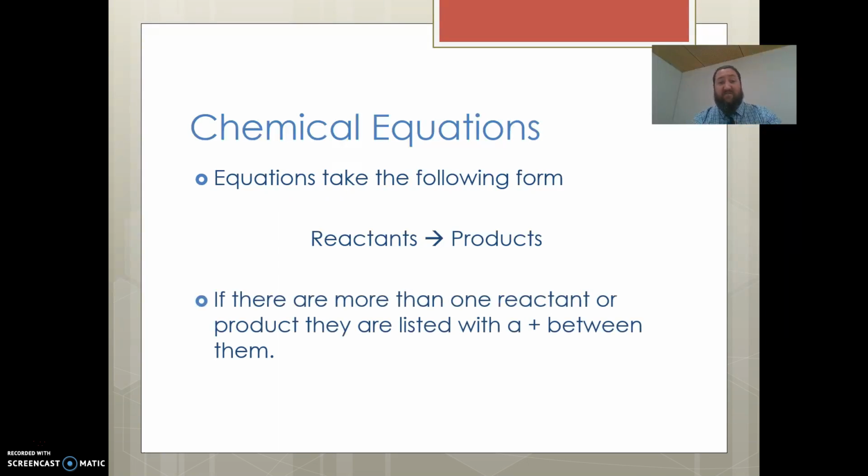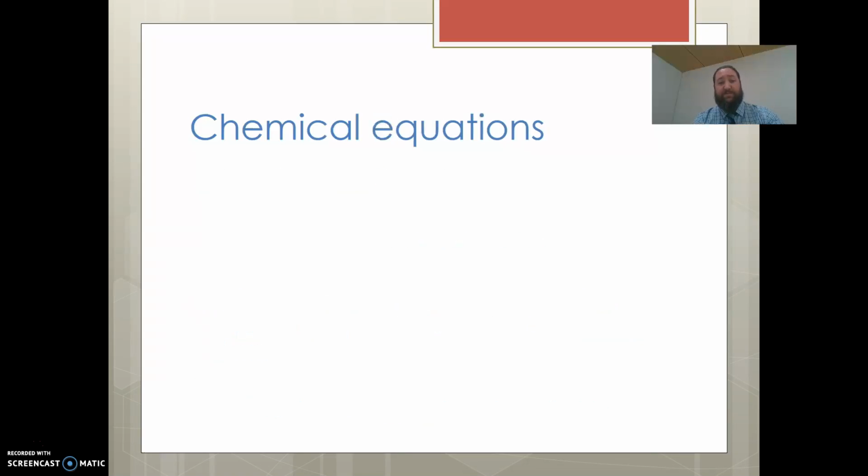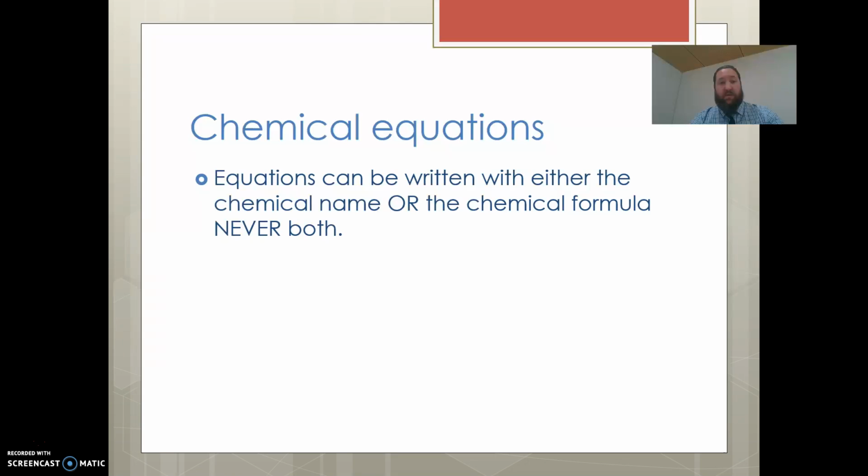If you have more than one reactant or more than one product in your equation, you put a plus sign in between them. Here's a pretty simple example. Carbon plus oxygen gives us carbon dioxide. When you're writing your equations, you can write them using the name of the chemical or the formula of the chemical. We don't write both.